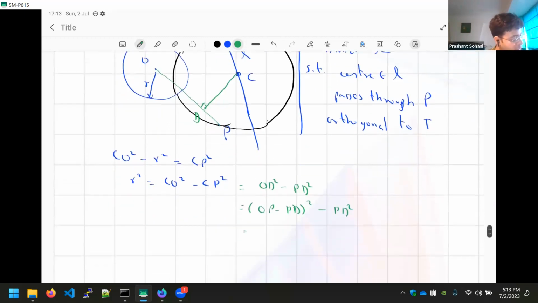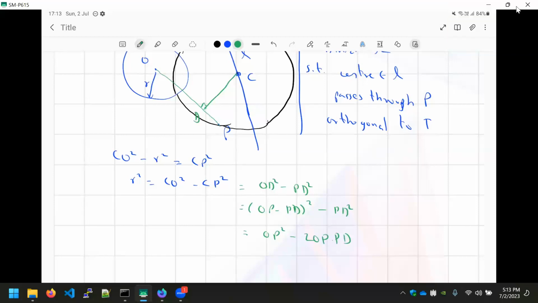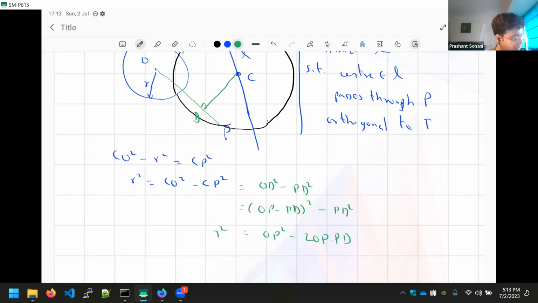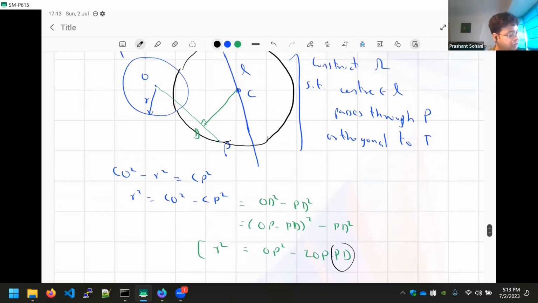So when we expand, PD square will cancel and we'll get OP square minus 2 times OP into PD. Yes, so we will get PD in terms of everything constant. So this was R square. R is constant, OP is also constant. So in this equation, the only variable is PD, right? And everything else we know. So we can compute PD, and so we know the position of point D, and then from there we can draw the perpendicular and we'll get the point C.